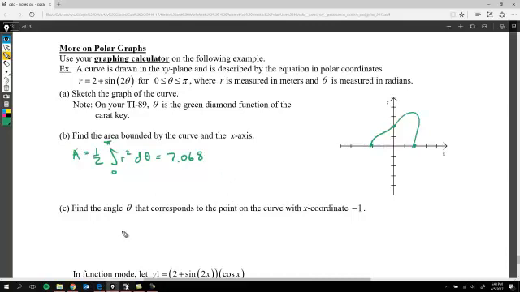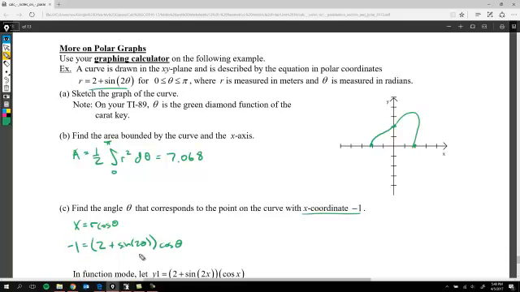All right, next they ask us to find the angle that corresponds with the point with an x coordinate of -1. So I have to define what x is. Well, I know that x is r cosine of theta. I know that r is 2 plus sine of 2 theta. So (2 plus sine of 2 theta) times cosine of theta, and all this has to be equal to -1 because that's what I want x to be equal to.